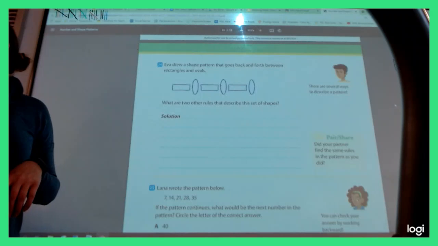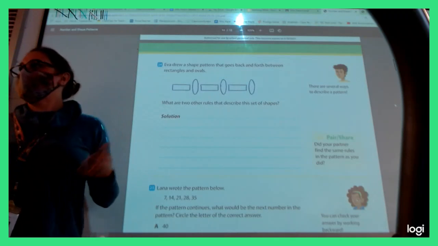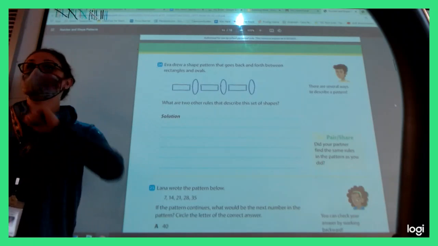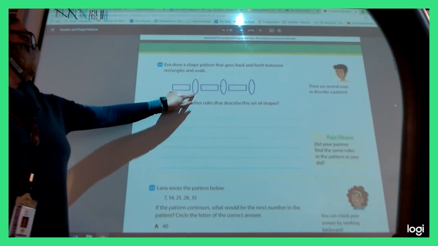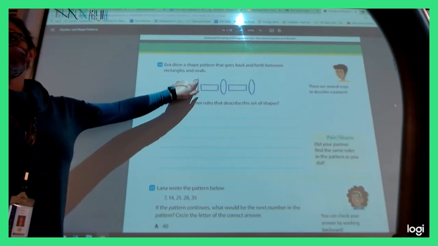Cadence? They're not the same thing. Well, they're not the same shape, but we can't just say that. We have to give a pattern. Madeline? The oval has no sides and the rectangle has sides. Well, it has basically one outside line, right?